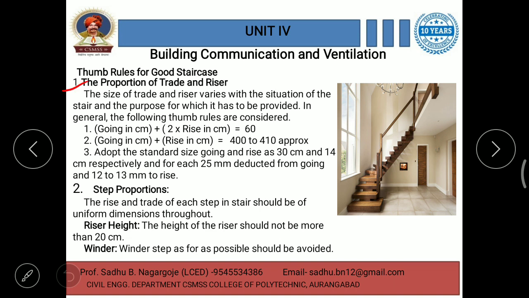Then thumb rules for a good staircase: the proportion of tread and riser. The size of tread and riser varies with the situation of the stair and the purpose for which it has to be provided. In general, the following thumb rules are considered. First, going in centimeter plus 2 times rise in centimeter should be 60. Going plus rise, both in centimeter, should be approximately 400 to 410.